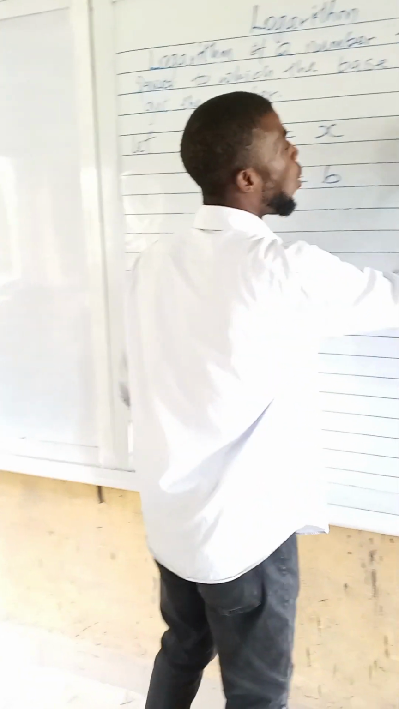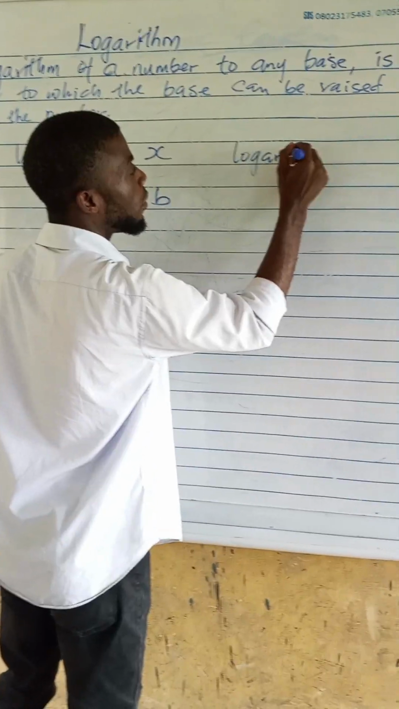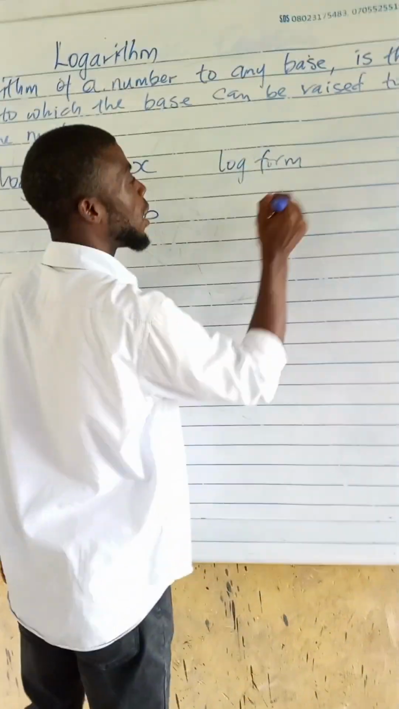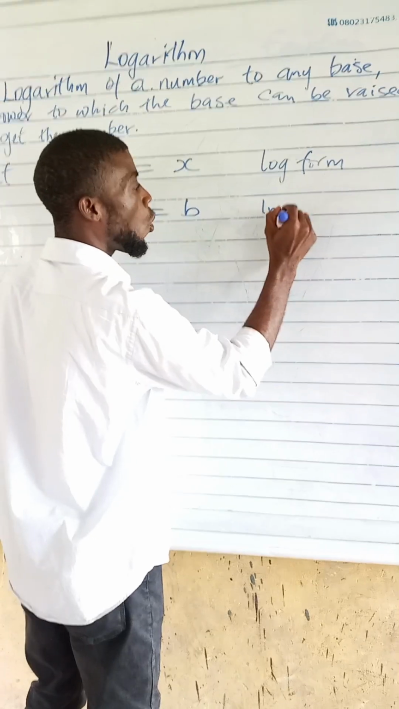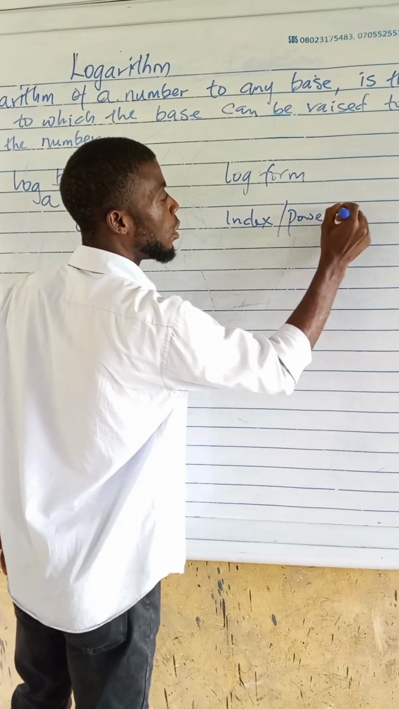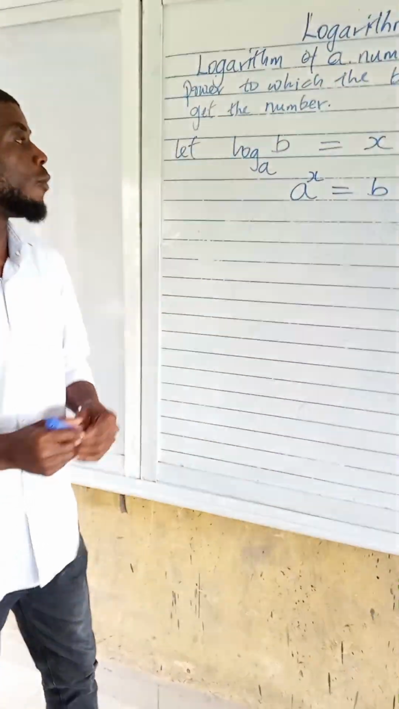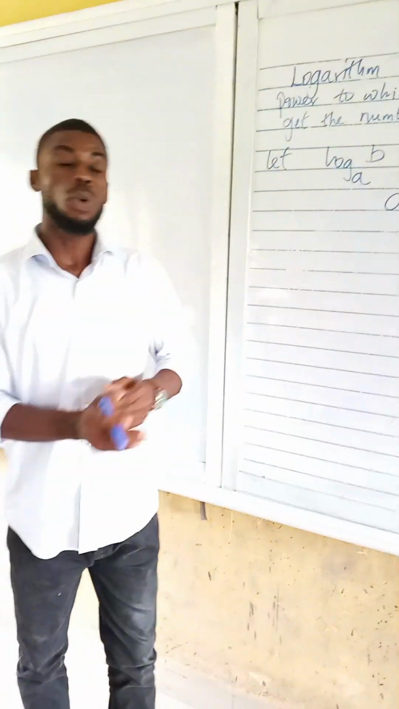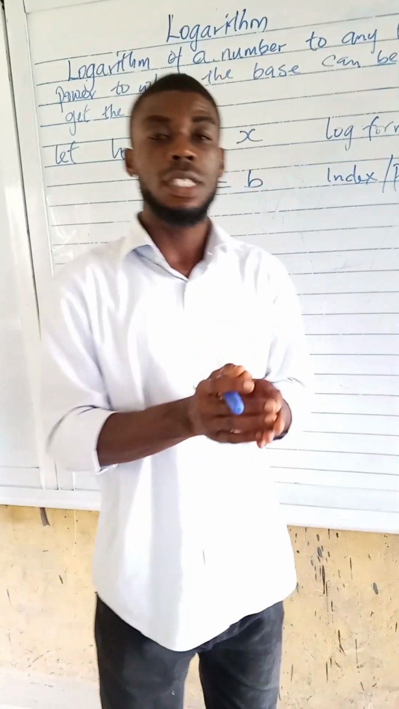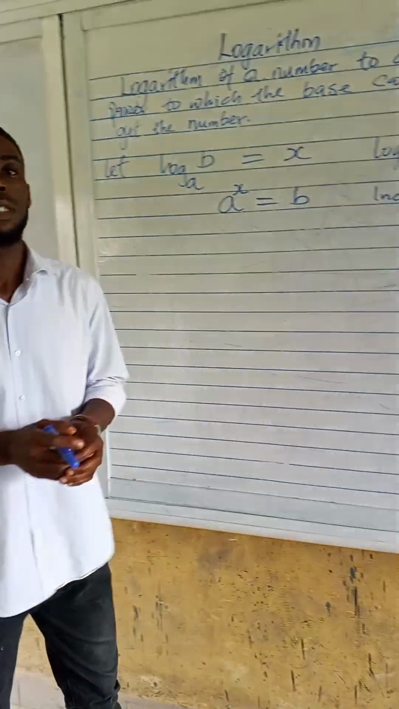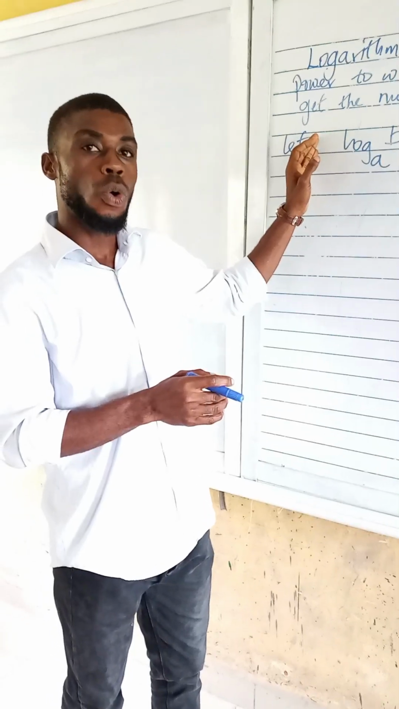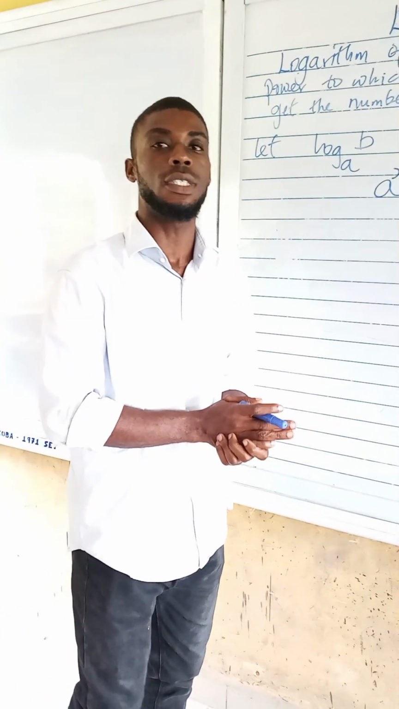So this is what we call the log form of expressing numbers, and this is what we call the index form. Persons can call it the power form, or even the exponential form of expressing numbers. So what we are trying to say here is that there is a relationship between logarithm and indices. For every logarithm equation that you have, there is a corresponding index form for it.